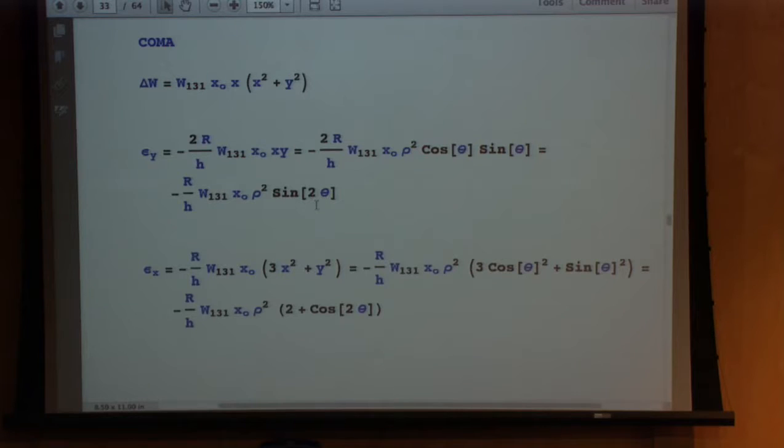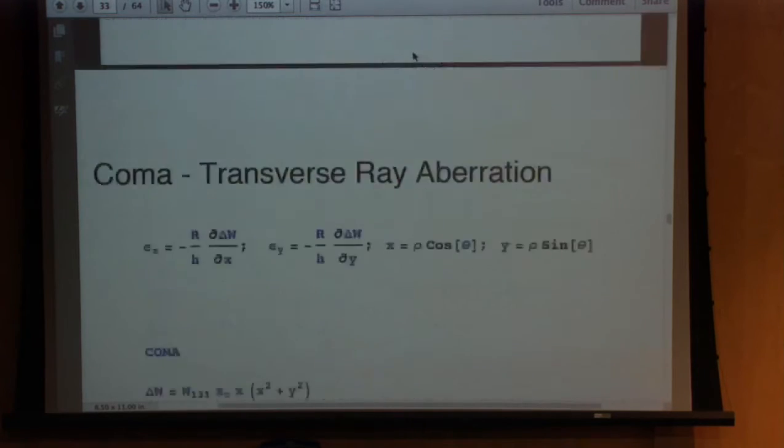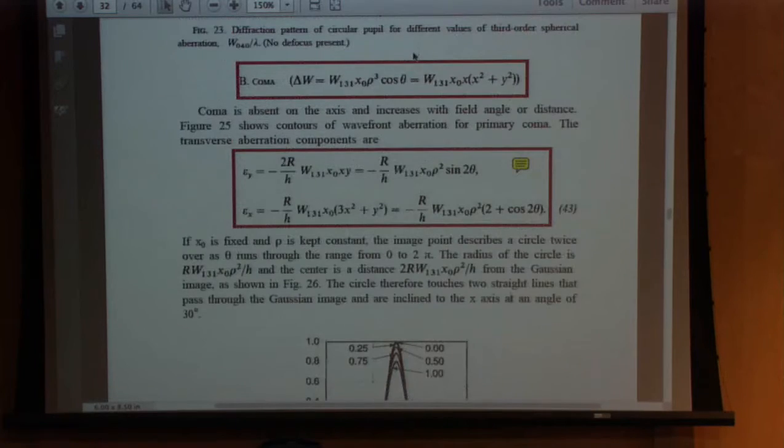So both of these, x and y components, go as x naught, which is not surprising, rho squared, and then a sine and a cosine of 2 theta. What in the world does that mean here? So that's just repeating what we had there. So if I think about this for a second, let's say my field point is fixed. So x naught is fixed. And let's say rho is constant.